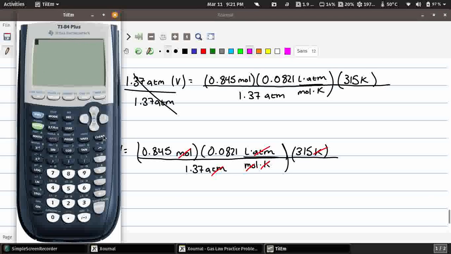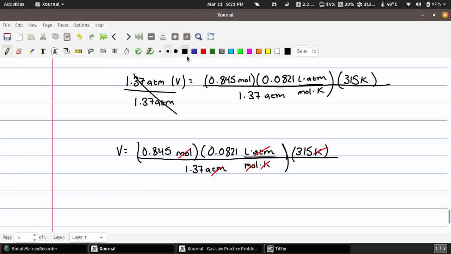So let's plug this into a calculator. Now to do this, open a parentheses and make your life easy. Don't try to solve this one step at a time. You're wasting time at that point. So 0.845 times 0.0821 times 315. Close the parentheses and you just divide by the bottom. Divided by 1.37. So your answer is going to be 15.95 liters. So V equals 15.95 liters.